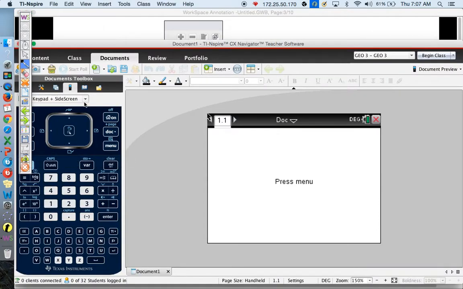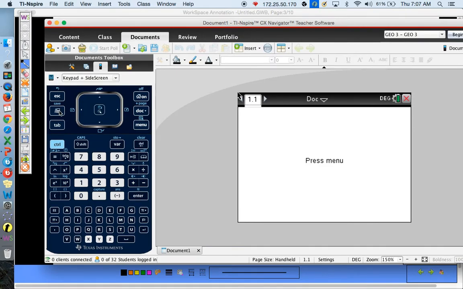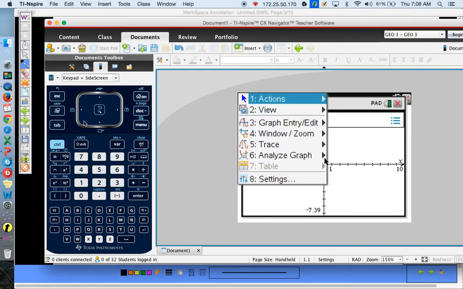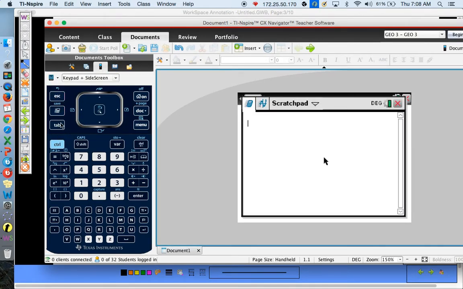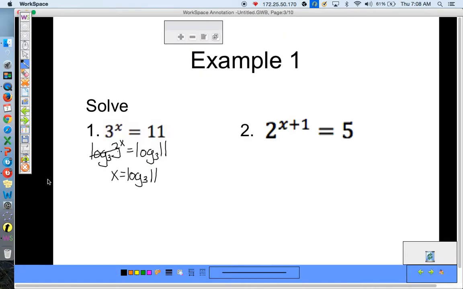And if we type that in your calculator here, go to your scratch pad. Oops, escape out of there. Log key, log base 3 of 11. We get 2.18.